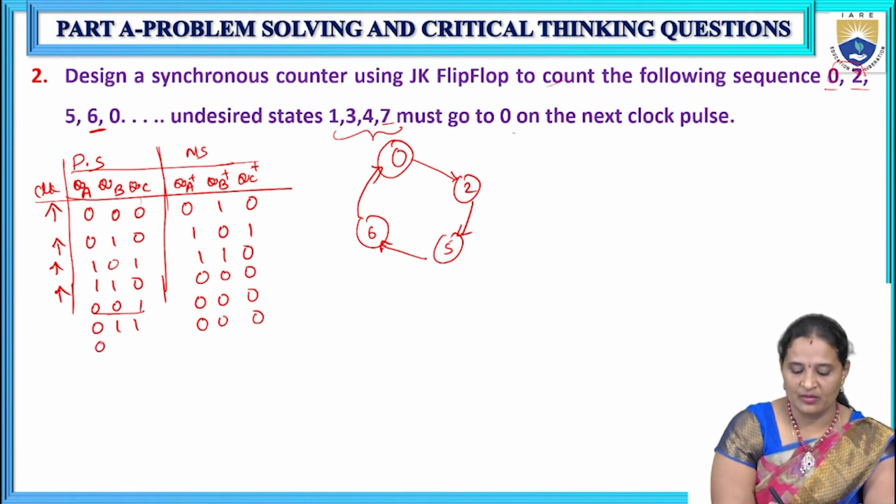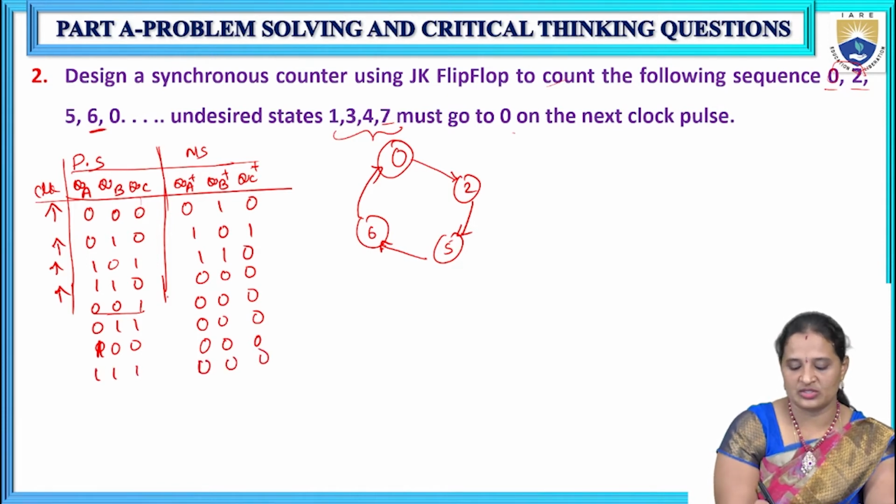Similarly, if my present state is 1, 0, 0, the next state is also considered to be 0. 1, 1, 1 is also considered to be 0. So this is the truth table, right?